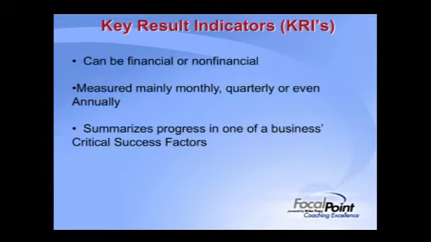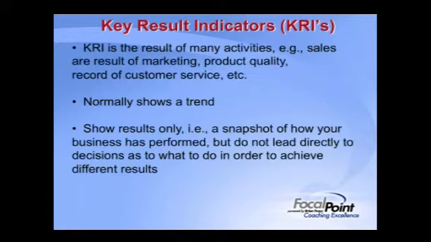Key result indicators can be financial or non-financial. They're measured mainly monthly, quarterly, or even annually. And they summarize the progress in one of a business's critical success factors. And we'll talk a little bit more about that in a moment. A KRI is also the result of many activities. For example, sales are the result of marketing, product quality, record of customer service, etc. And they normally show a trend. They show results only, a snapshot of how your business has performed, but do not lead directly to decisions as to what to do in order to achieve different results. It's more like the 30,000-foot view.